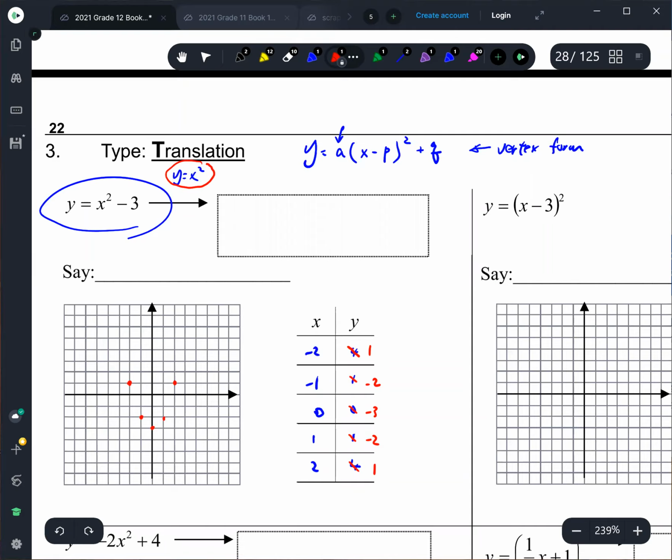Symmetrical, right? You should be done by now. Can you raise your hand when you've finished?